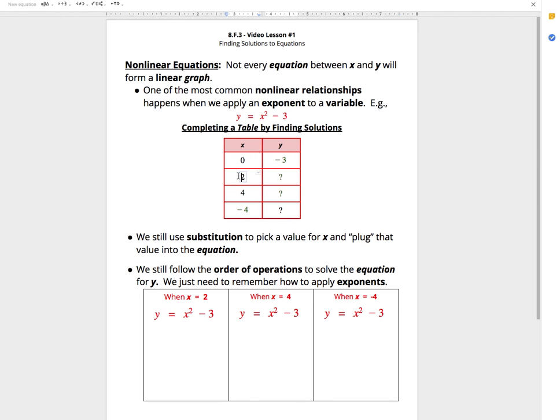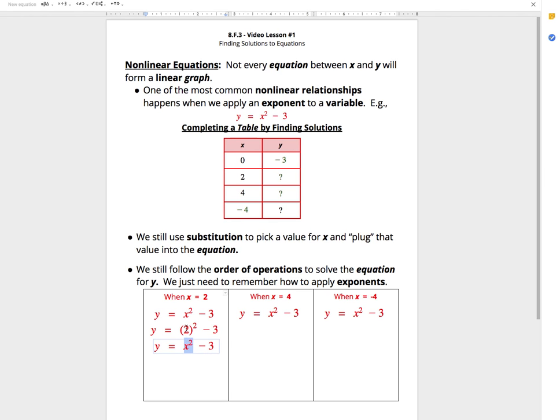Next, we want to figure out if x is equal to 2. What is the y value that works as a solution for this equation? So we would take the x value of 2 and plug that into our equation, or substitute the x out and replace it with 2. We then follow the order of operations to continue solving for y.